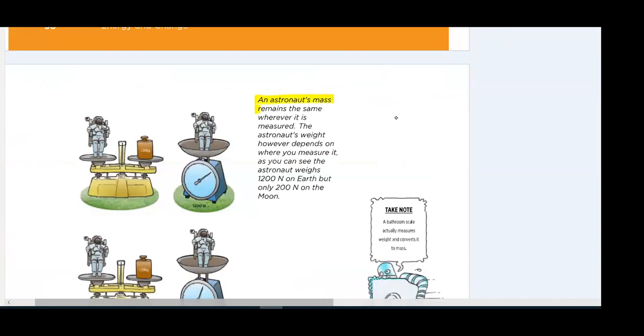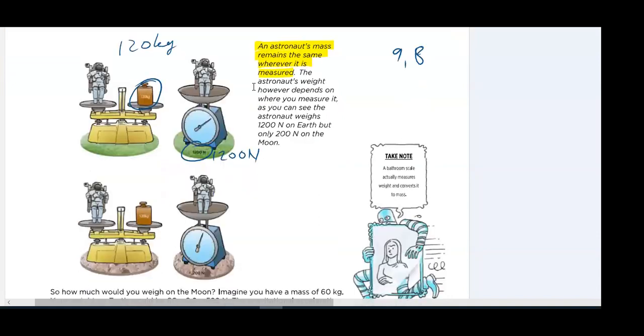An astronaut's mass will remain the same wherever it is measured. You've got an astronaut here on planet Earth. His mass is a bit small, but it's 120 kilograms. And the weight is approximately 1,200 newtons. They've just multiplied it by 10. Should be multiplied by 9.8. Okay, 120 times 9.8. But the astronaut's weight, however, depends on where you measure that weight.